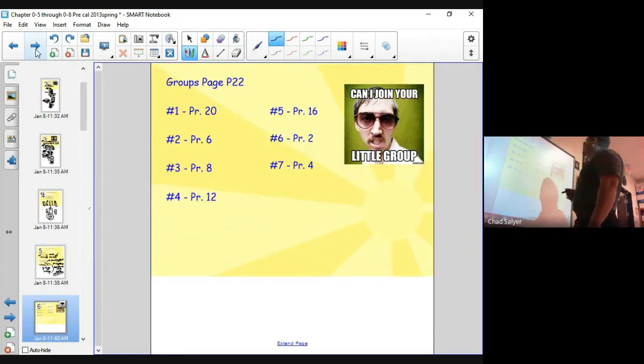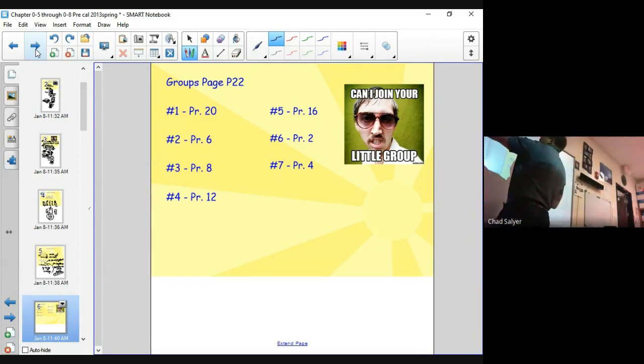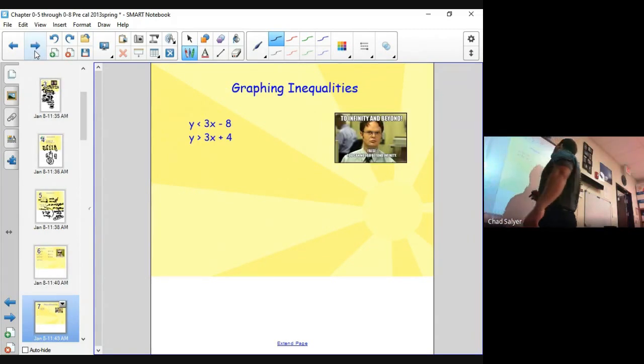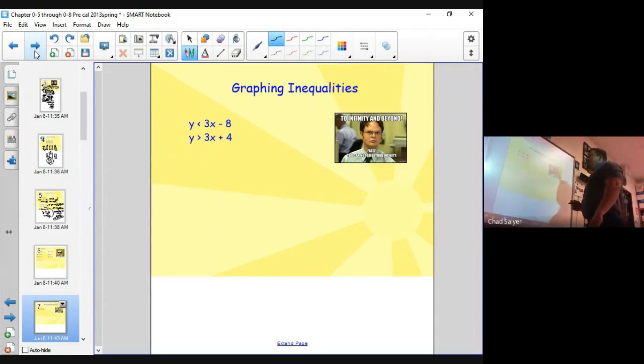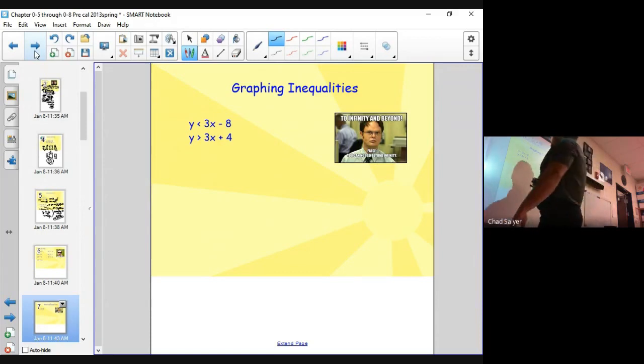So here are some problems. If you want to pause this and work through these, it can help reinforce what we just talked about. So graphing inequalities, this is kind of fun. It's an exclusively graphical problem to express inequalities like this. You can do it with numbers, but it's not a good way to see the solution. So graphs are the way to go here.